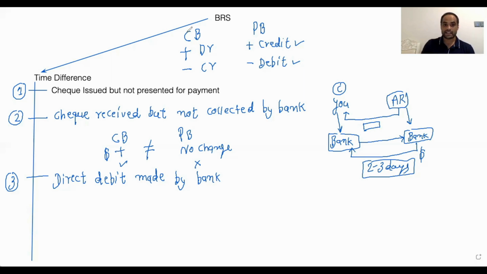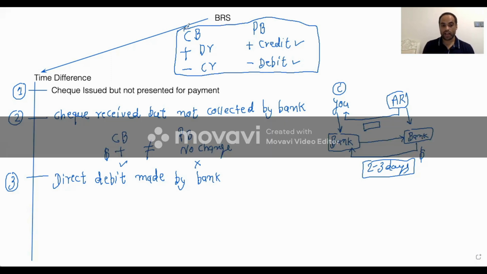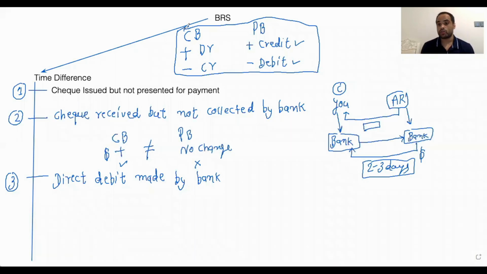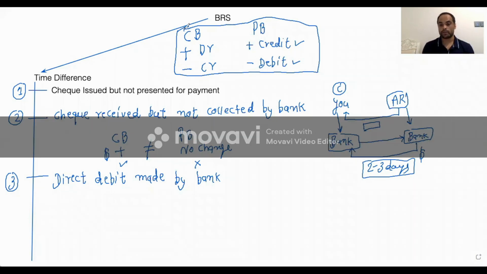So this lesson is very important for your bank reconciliation statement, because sometimes, as you can see, your third reason for time difference, which is direct debit made by bank. So means bank debit your bank accounts. Of course, you can't touch your bank. Who will make changes in your bank accounts? So obviously, bank will make changes in your bank accounts, as I explained before, because bank prepares your bank accounts, bank prepares your passbook, right?